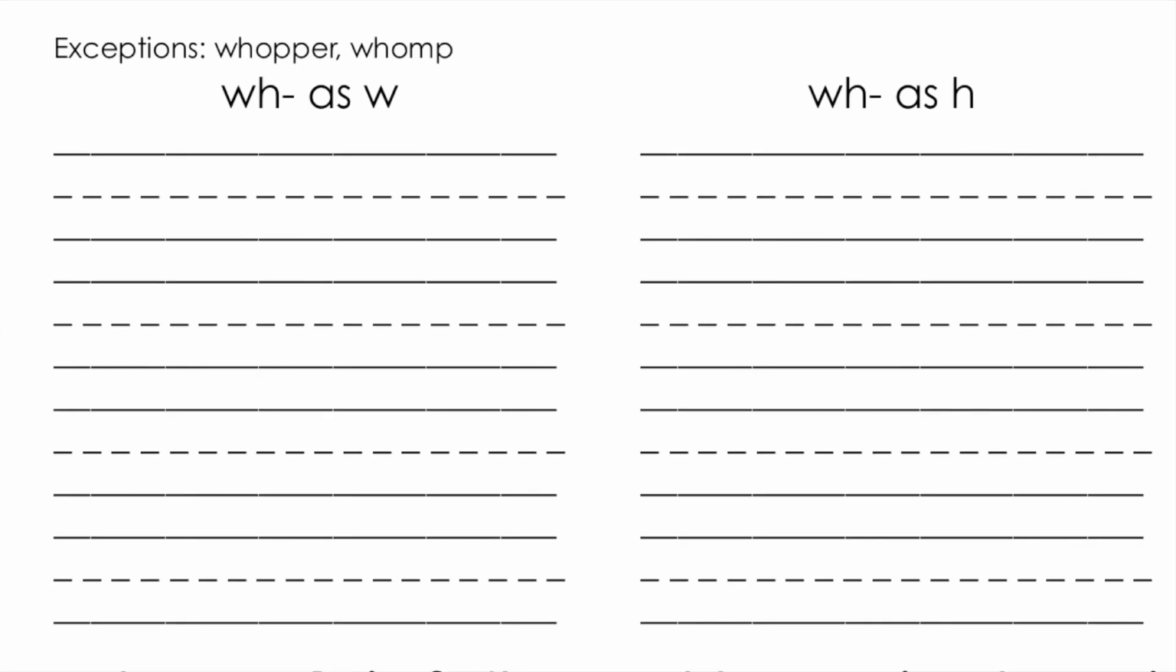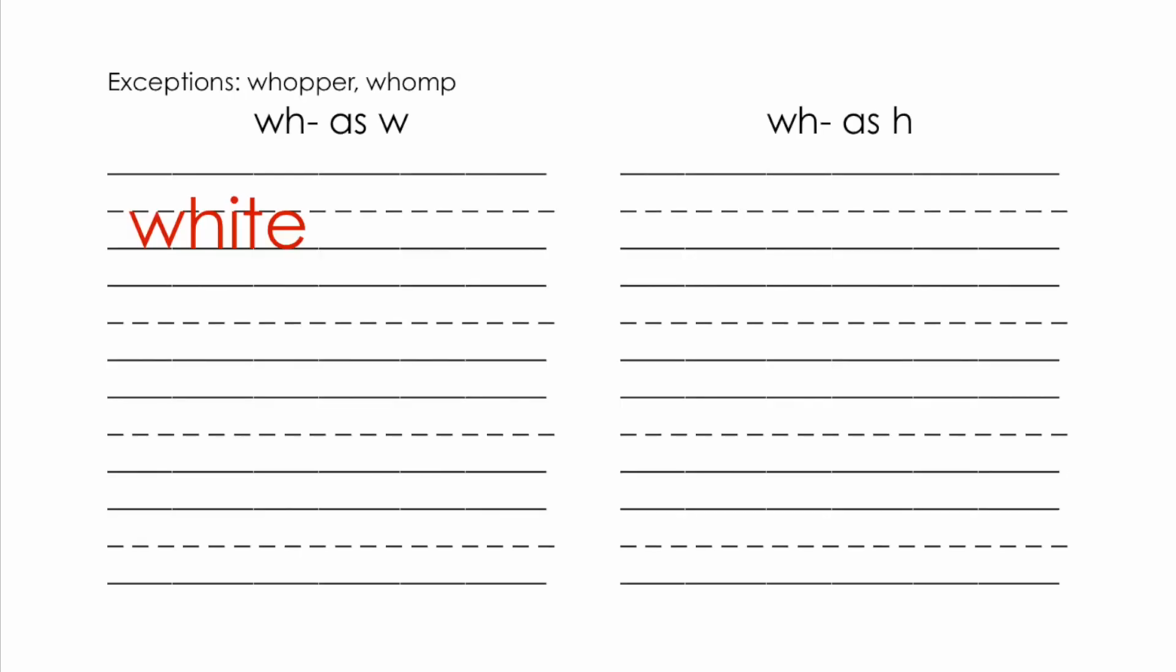Let's start our dictation. See if you can figure out if the WH in these words makes the W sound or the H sound and put them in the right column. The first word is white. Don't forget to pause each time you need to answer a question. White is spelled W-H-I-T-E, and since it makes the W sound, it goes in the first column.